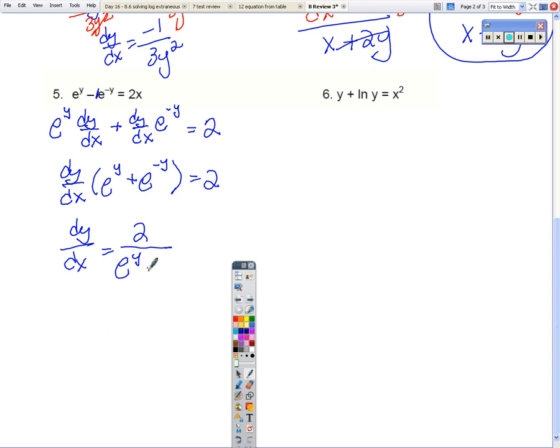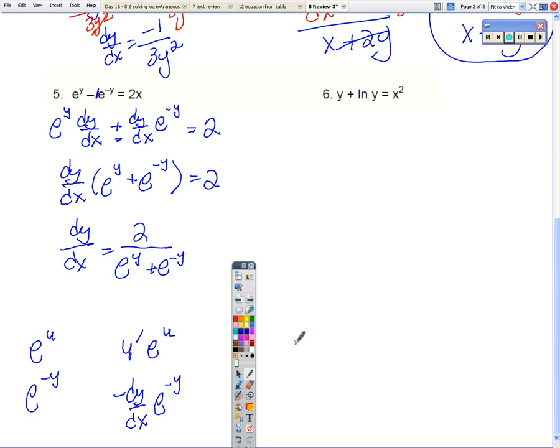And divide by the e's. As a refresher from first semester, when we had e to the u, the derivative of that was u prime e to the u. So thinking up here about our e to the negative y, the derivative of negative y is negative dy/dx, and then e to the negative y. So when I did the negative here times this negative, that's how I got plus.